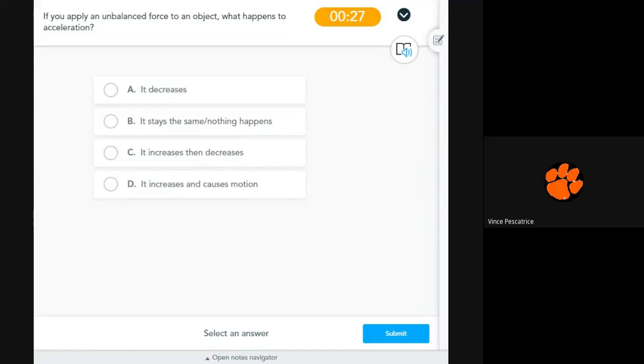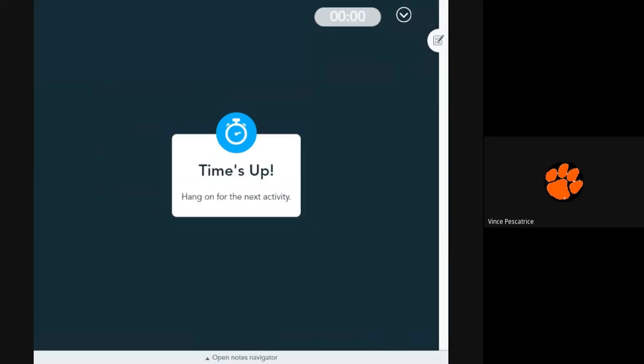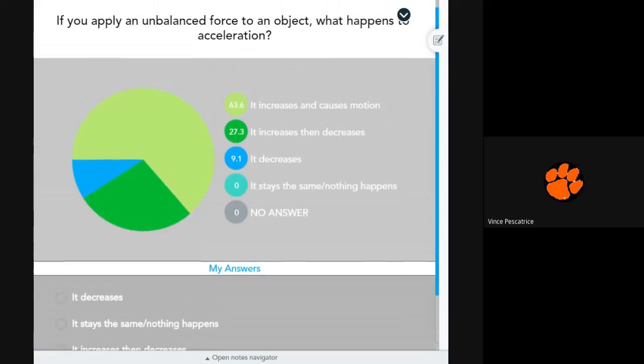So if you apply an unbalanced force to an object, what happens to the acceleration? All right, better, but still not perfect.